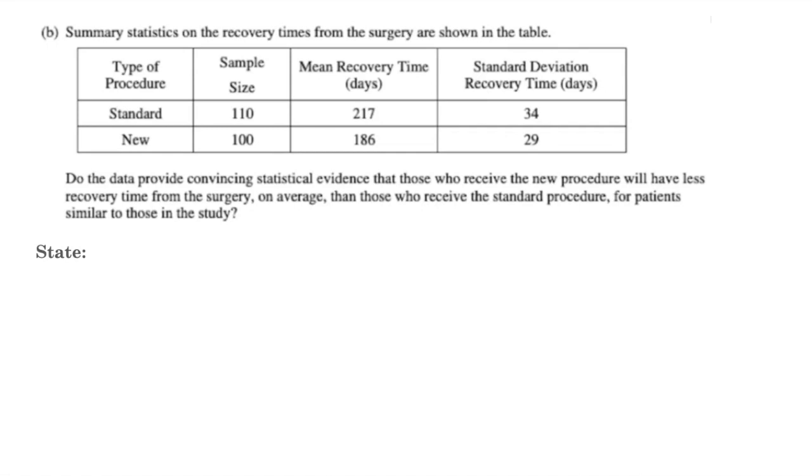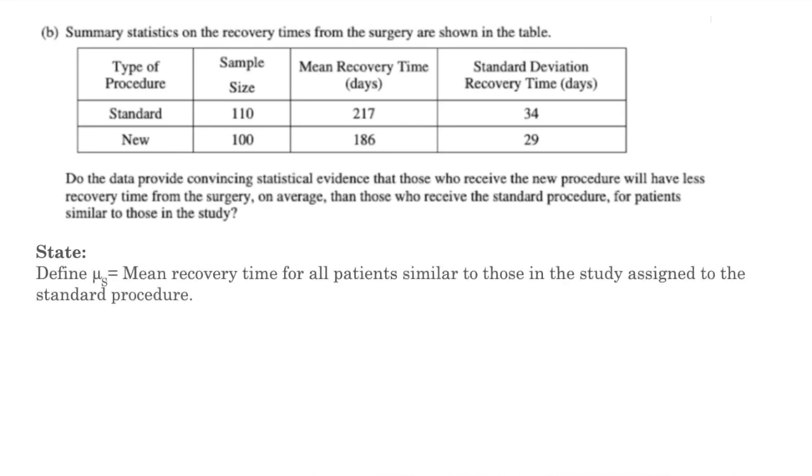And remember what a parameter is. It's a measurement describing a characteristic of a population. So here I'm going to define mu. Don't define x bar. That's not a parameter. That's a statistic. I'm going to define mu s as the mean recovery time for all patients similar to those in the study assigned to the standard procedure. So mu s stands for standard procedure.